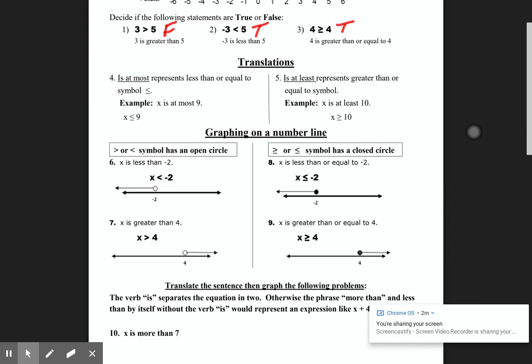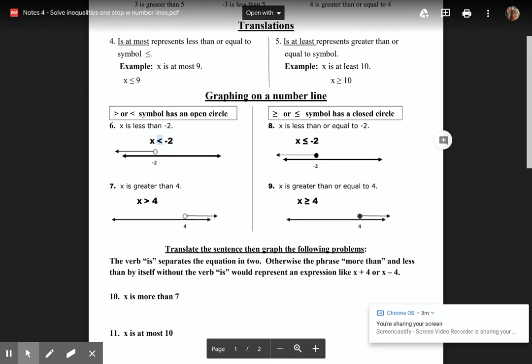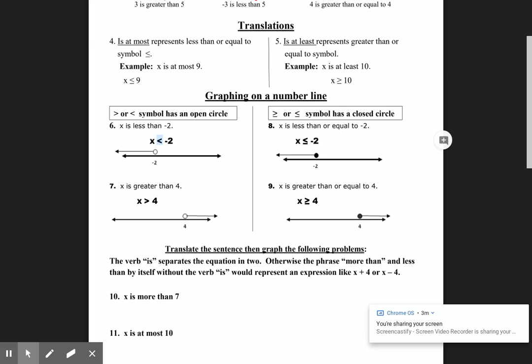All right, let's go ahead and take a look down here at graphing on a number line. If you have a greater than or less than symbol, it represents an open circle. So on 6 and 7, you have x is less than negative 2. And so it has an open circle and the arrow goes to the left. So as long as the variable is listed on the left, the direction that the inequality is pointing is the direction that the arrow will go. Number 7, x is greater than 4. So you start at 4 and you go to the right. And again, it's an open circle.